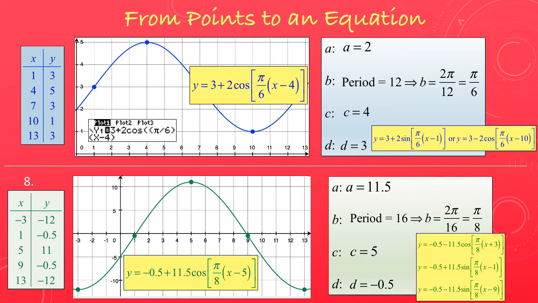There are other answers. Thinking of it as a reversed cosine curve, we get y equals negative 0.5 minus 11.5 cosine pi over 8 x plus 3. Thinking of it as a normal sine curve, we get y equals negative 0.5 plus 11.5 sine pi over 8 quantity x minus 1. And thinking of it as a reversed sine curve, we get y equals negative 0.5 minus 11.5 sine pi over 8 quantity x minus 9. Remember, you only need to come up with one of these equations.